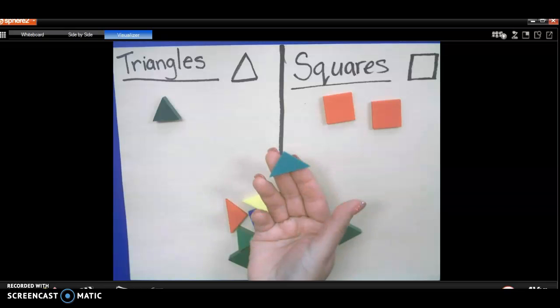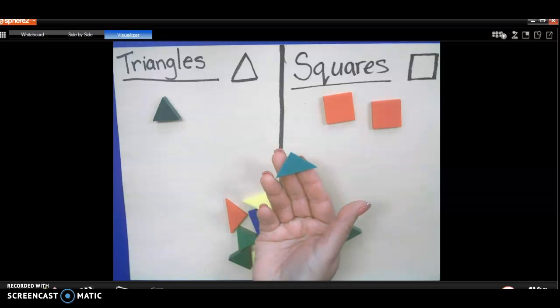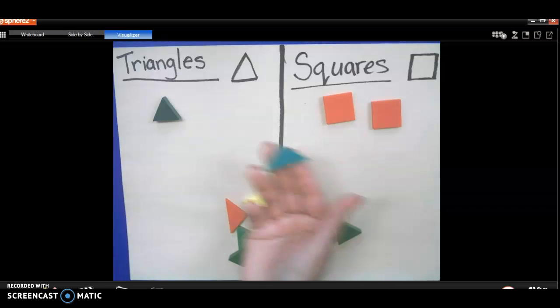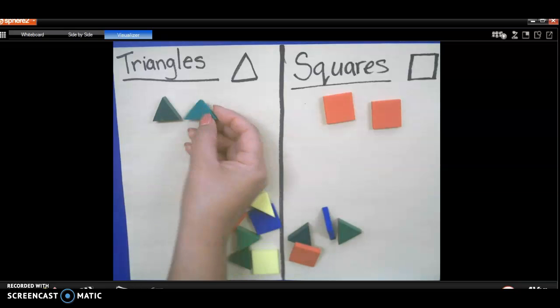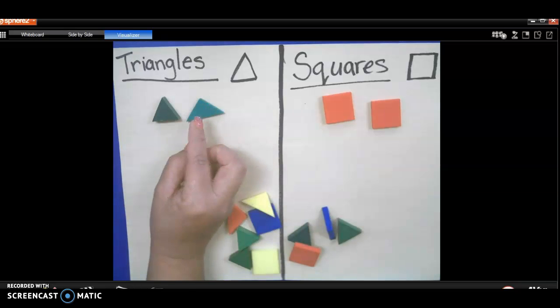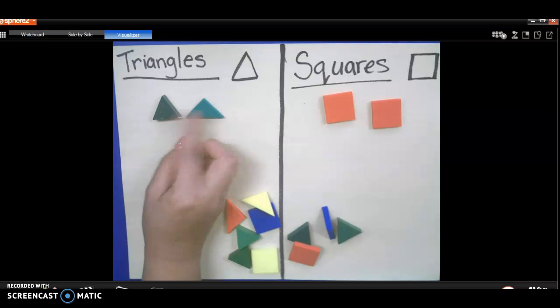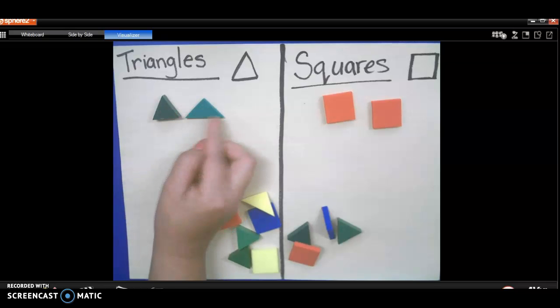What is this? Does it go over here? No, it goes over here with the triangles. See how these triangles are different? One's longer than the other one, but they're still triangles. They have 3 sides.